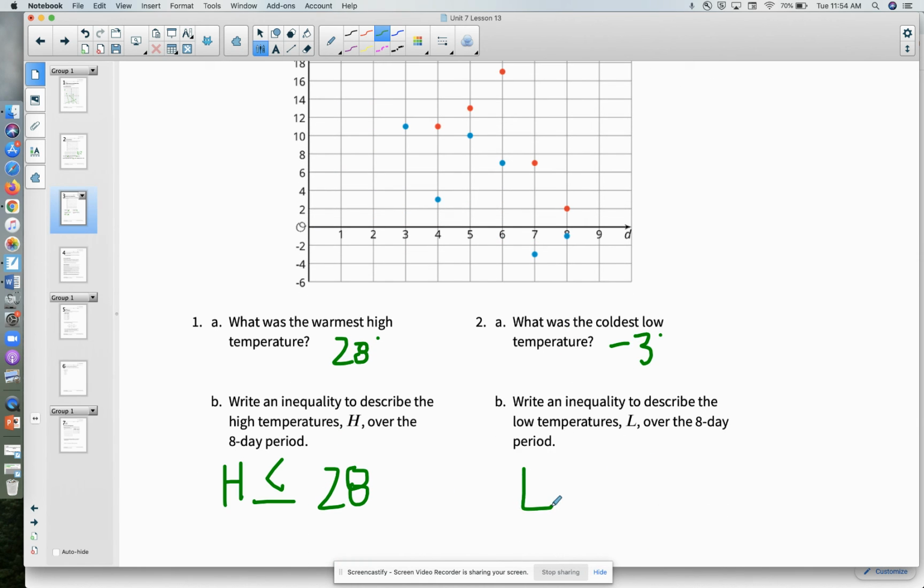How about this one, the low? So let's say the low is -3. So do you think it's greater than, less than, greater than or equal to, or less than or equal to? So go and pause it and think about it, have an answer. Then when you're ready, unpause it. Great, so it's greater than or equal to. Let's look at the 3rd day. It's 11 degrees for the low. Isn't 11 greater than -3? All right.